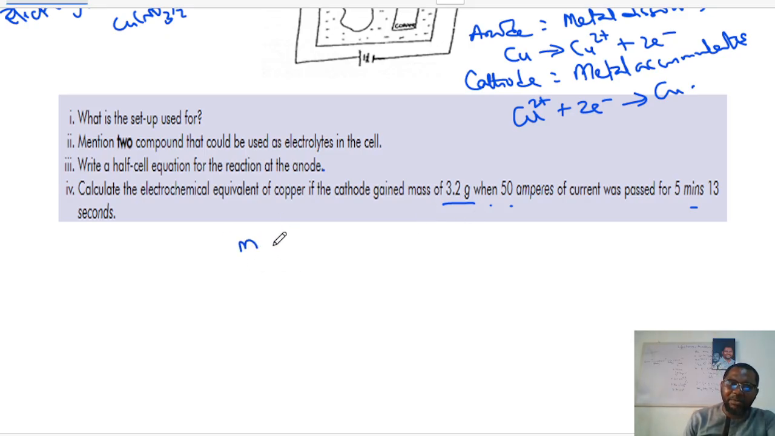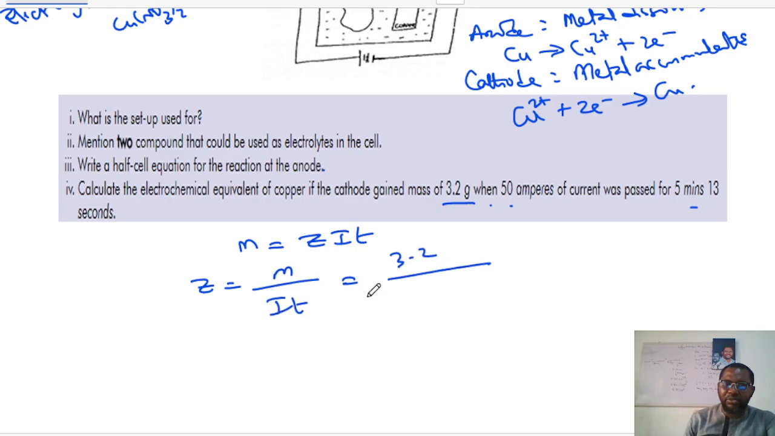Now you should know that mass deposited is equal to ZIT, where Z is the electrochemical equivalent. So your Z now is going to be mass divided by IT. Now the mass here is 3.2. The current here is 50 amperes, multiplied by the time, which is 15 minutes 13 seconds.